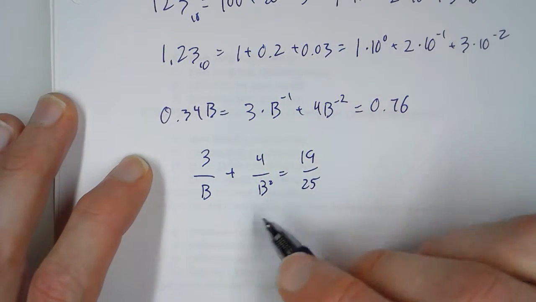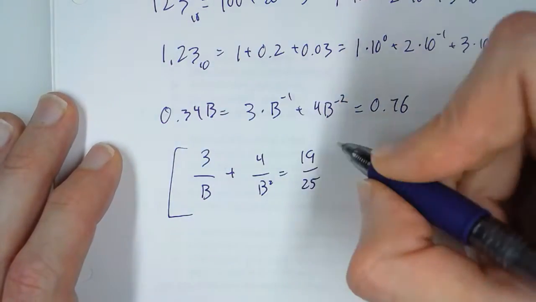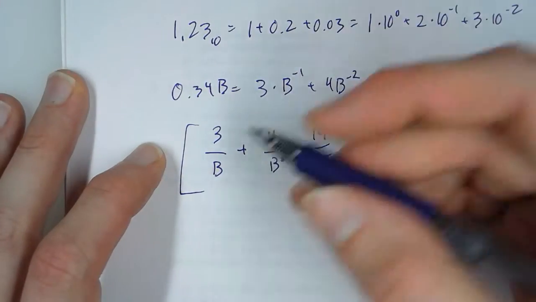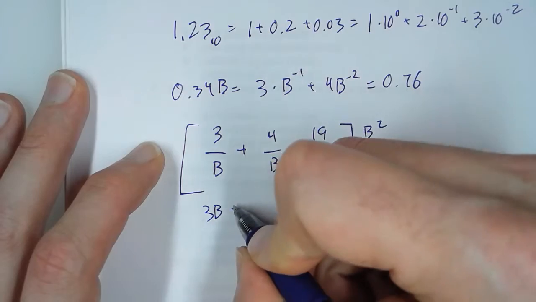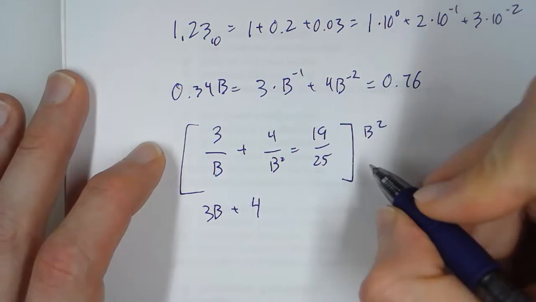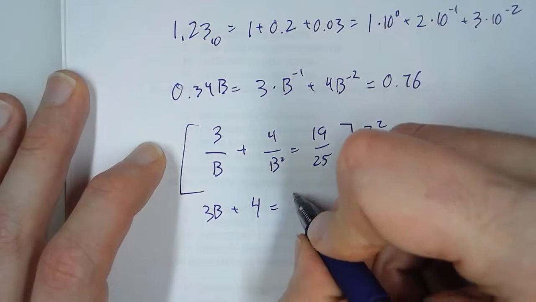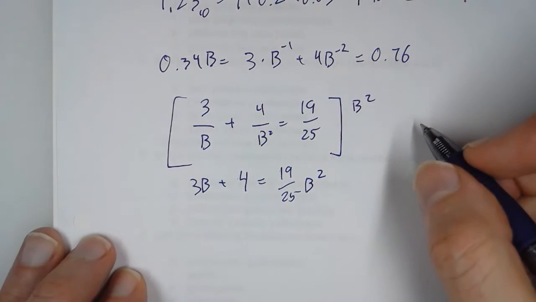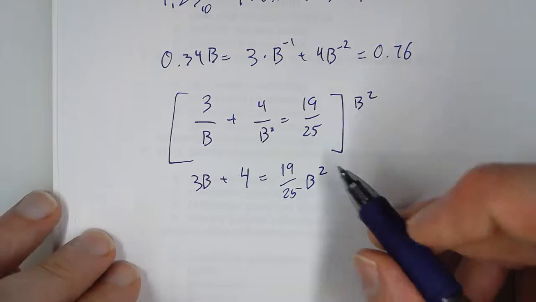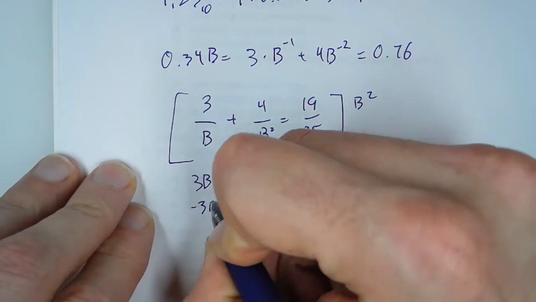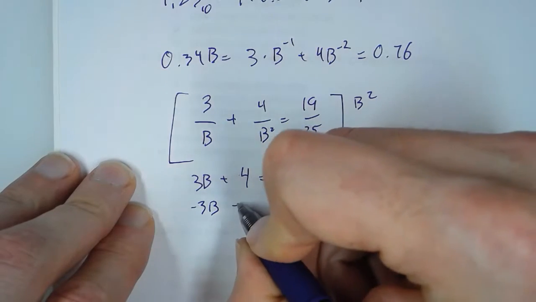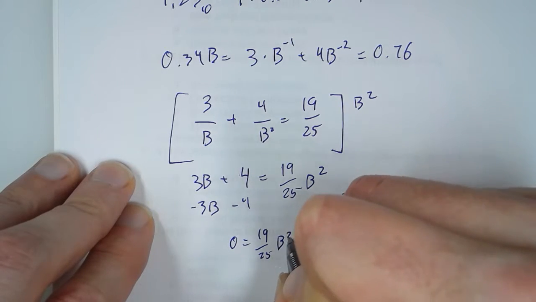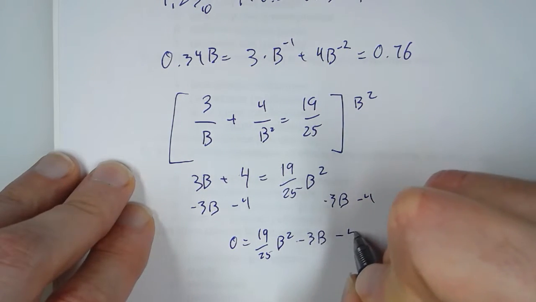So what we're going to do is get these fractions out of the denominator. We're going to multiply everything by b squared. So when I multiply b squared onto this, one of the b's cancels out, so we have 3b. Here, both of the b's cancel out, so we're left with 4. Here, no b's to cancel out, so it's 19 over 25 b squared. Now, since this is a quadratic we're solving for, we're going to want to subtract everything over. So I'm going to subtract 3b, and I'm going to subtract 4. So 0 equals 19 over 25 b squared minus 3b minus 4.